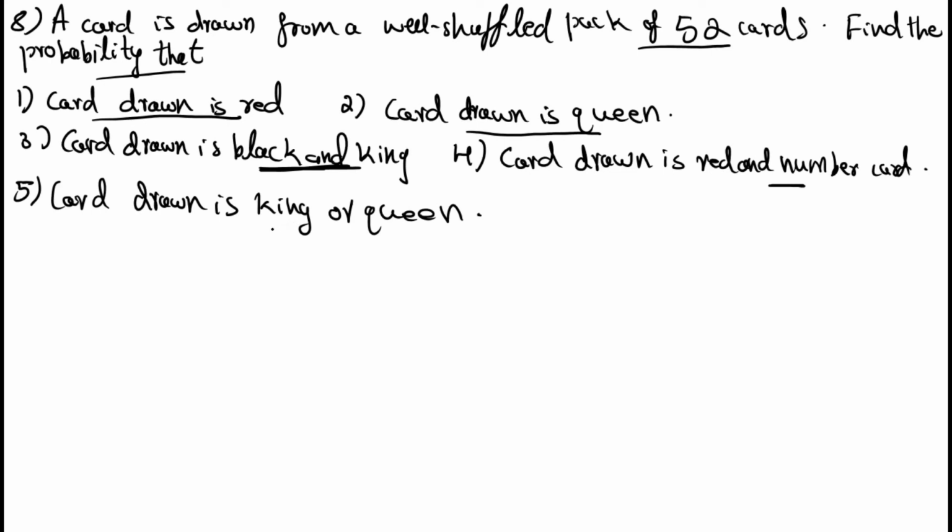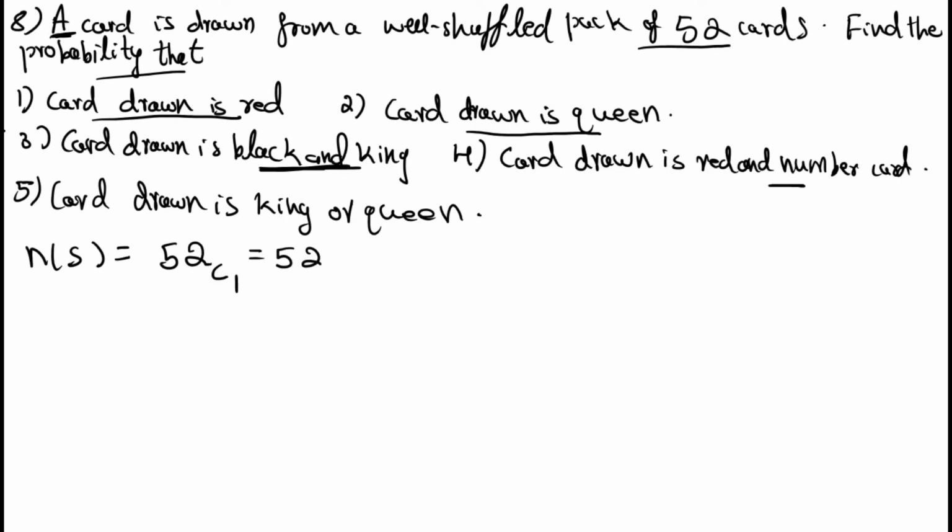Okay, given question, 52 cards are there. From the 52 cards you are taking one card. In that, the first question is given as the card drawn is a red card. See, first write n of S is equal to how many cards are there? 52 cards are there. A card, that means one card is taken at random, that means 52C1. Out of 52 cards you are taking one card. 52C1, we know its value is equal to 52.